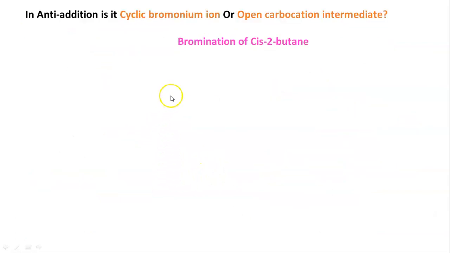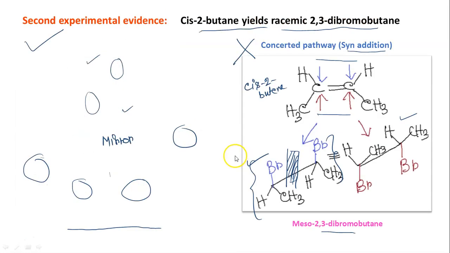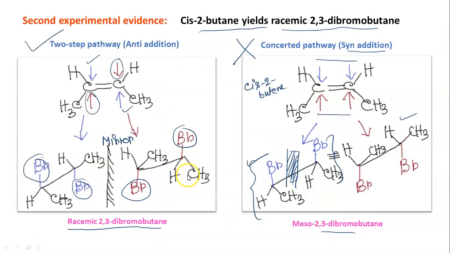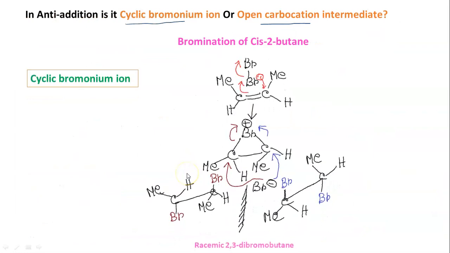Next question is, now we know that it is anti-addition. Fine. So if it is anti-addition, there are also two possibilities. One is a cyclic bromonium ion, because the bromine atom has an unshared pair of electrons, so it can form a cyclic bromonium ion. Another possibility is an open carbocation. Just remember this. Here you can see the open carbocation. First C plus is formed in the first step. Just like that, an open carbocation may be formed. But another possibility is the cyclic bromonium ion.